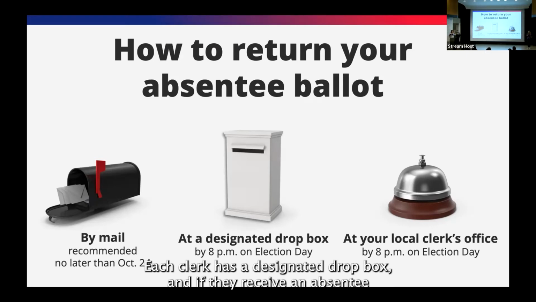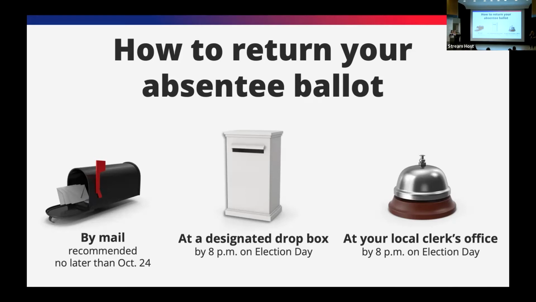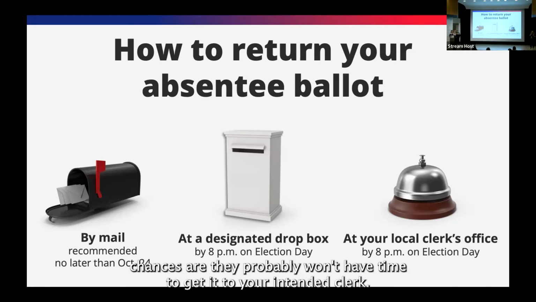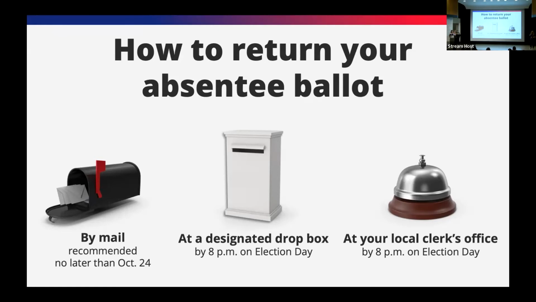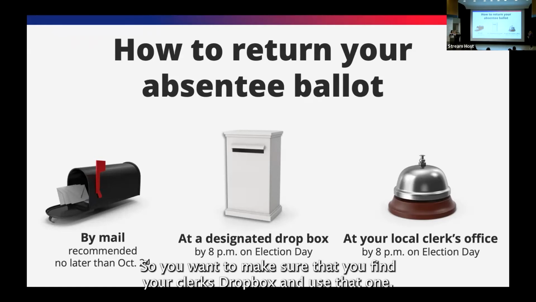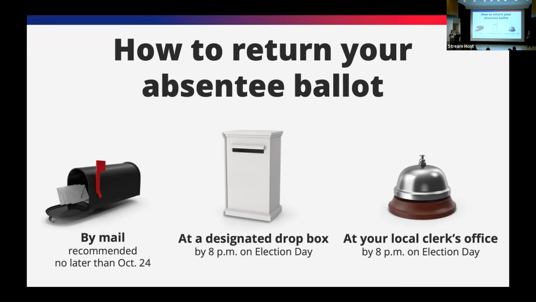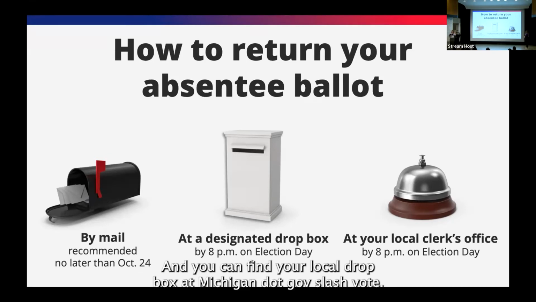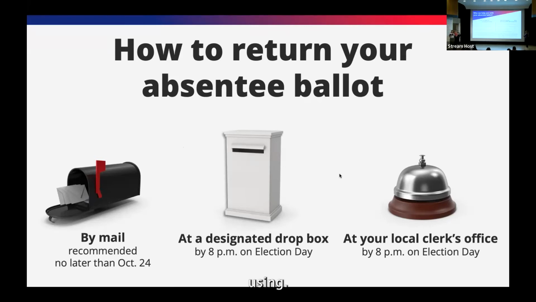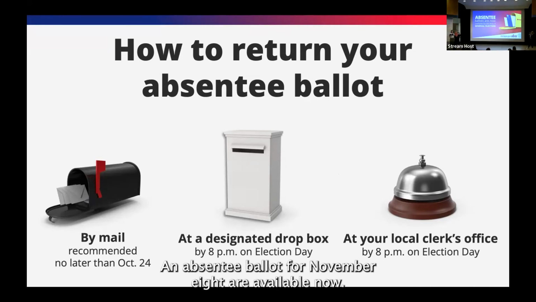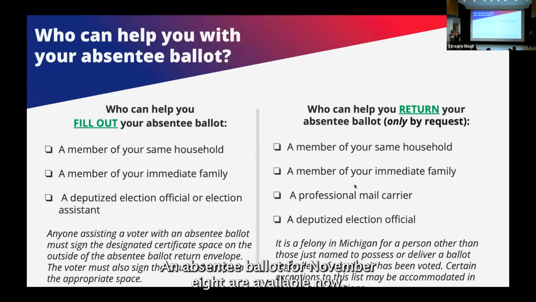Each clerk has a designated drop box. And if they receive an absentee ballot that's meant for another clerk, they'll try to get it to that clerk. But if they receive it at 7:50 p.m. on Election Day, chances are they probably won't have time to get it to your intended clerk. So you'll want to make sure that you find your clerk's drop box and use that one. And you can find your local drop box at michigan.gov/vote. You can input your address and it'll tell you which one you should be using. And absentee ballots for November 8th are available now.